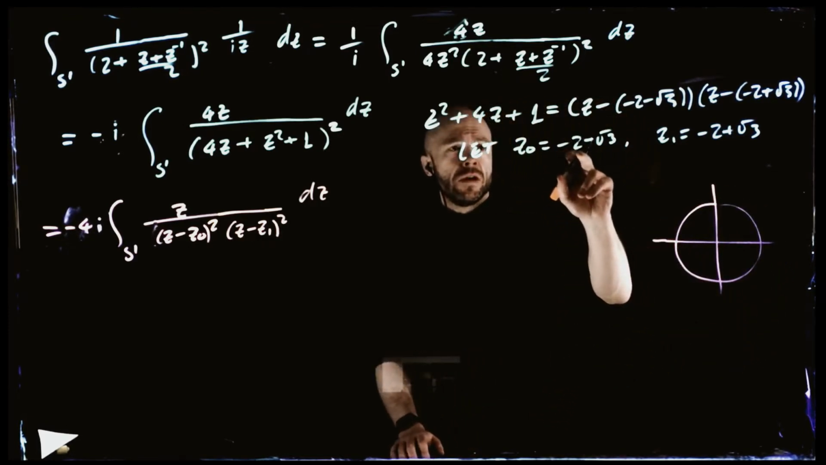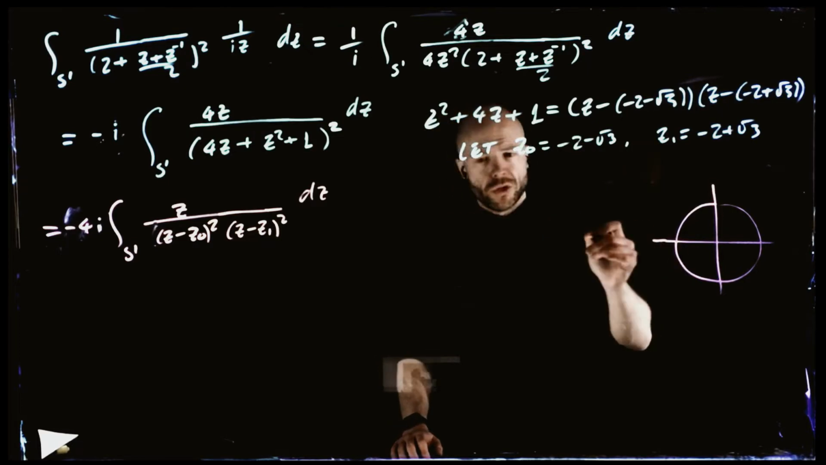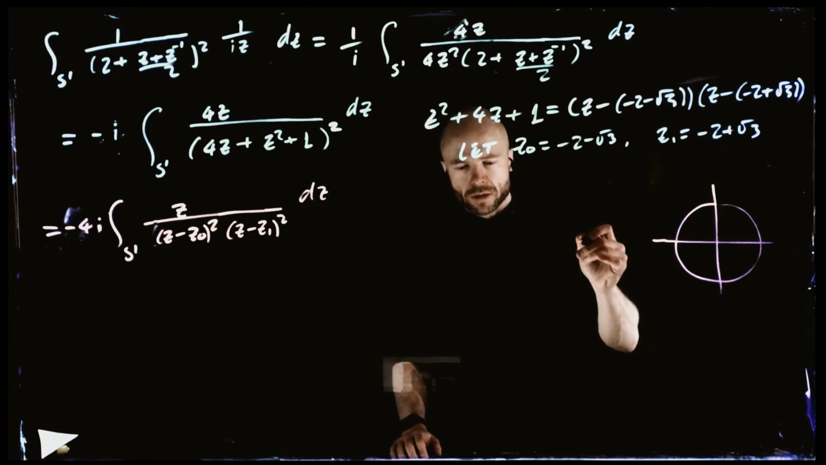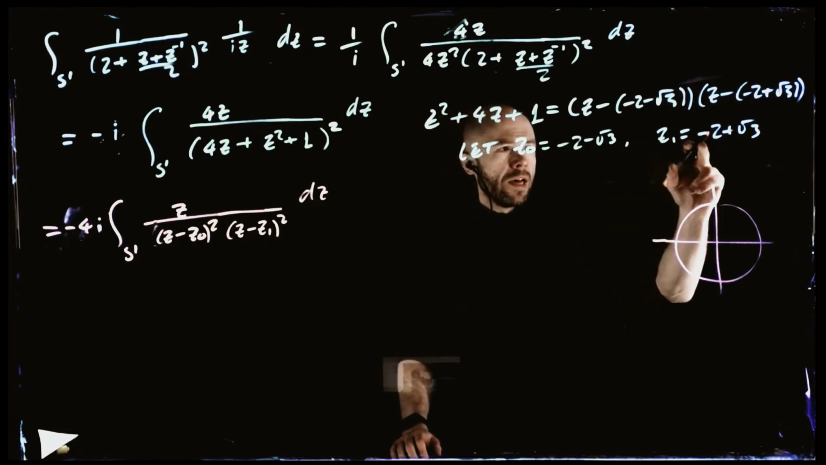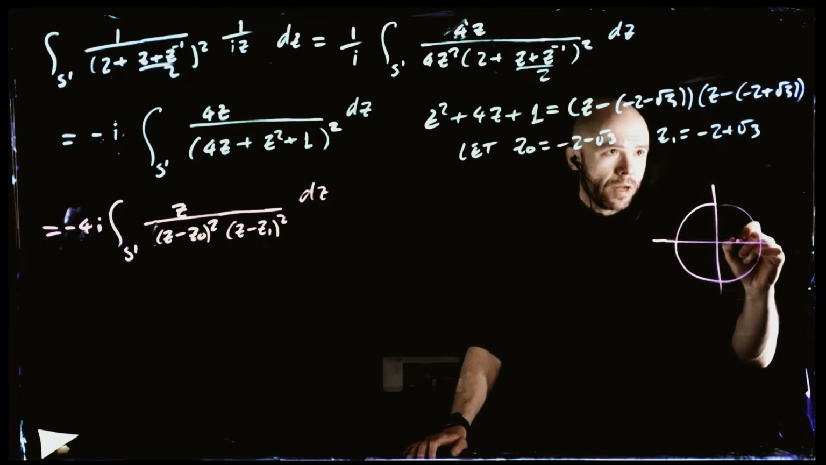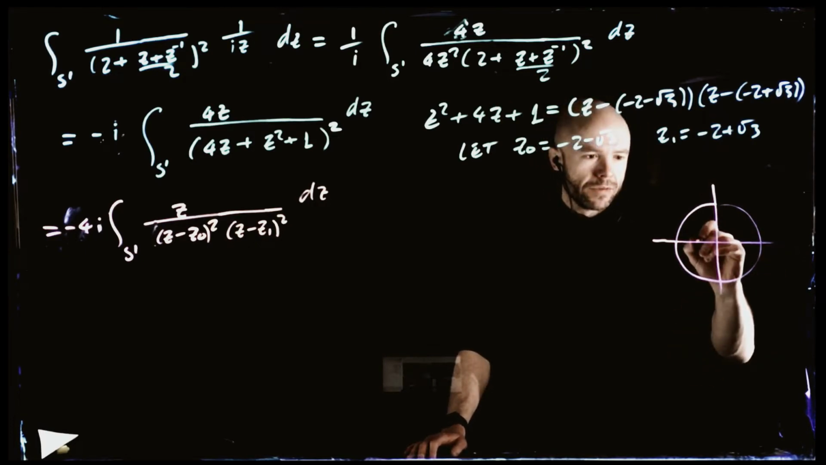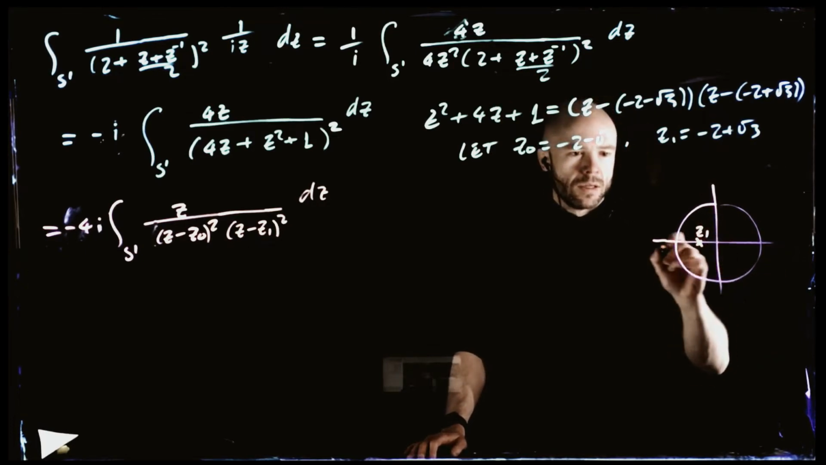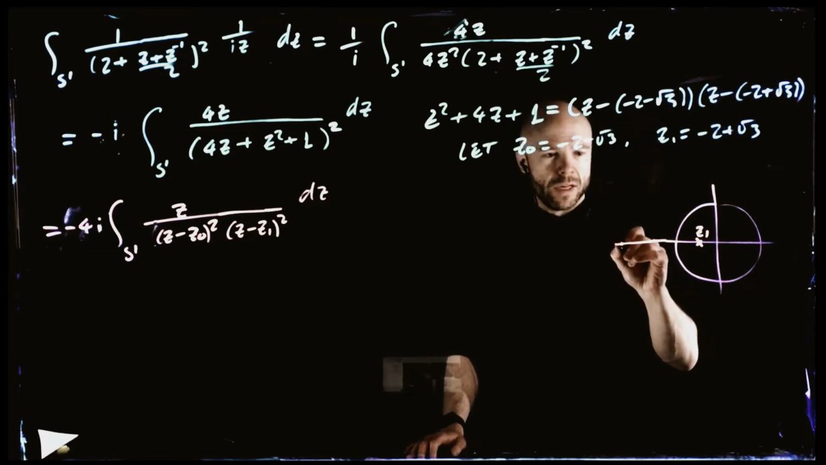This z0 is minus 2 minus root 3, so it's way out here. It's not inside the circle. But this one, minus 2 plus root 3, actually will be inside the circle. So we have z1, it will still be negative. z1 is here, and z2 somewhere over here. We don't care about it.